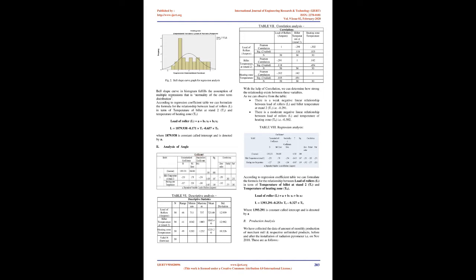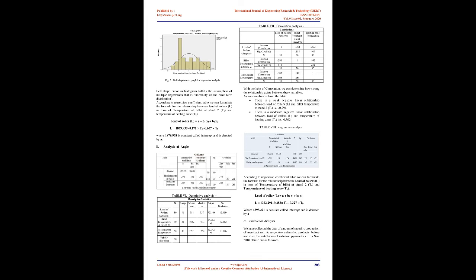Load of roller, L, equals A plus B1 x1 plus B2 x2. L equals 1879.938 minus 0.171 times Ts minus 0.657 times Th. Where 1879.938 is constant called intercept and is denoted by A.